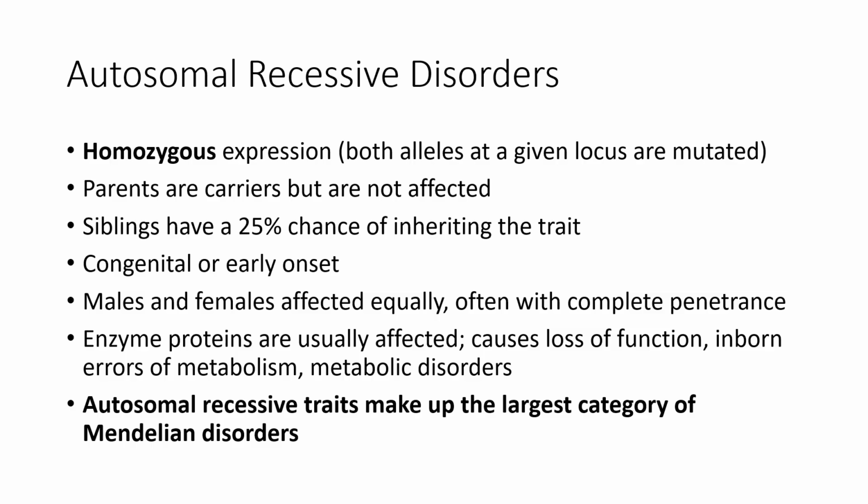These disorders often present at birth or early in life, and they affect males and females equally. Most autosomal recessive disorders involve enzyme defects, which means loss of function, buildup of substrates, and metabolic consequences. Key takeaway here is autosomal recessive traits make up the largest category of Mendelian disorders, even though they're often less visible in family histories.